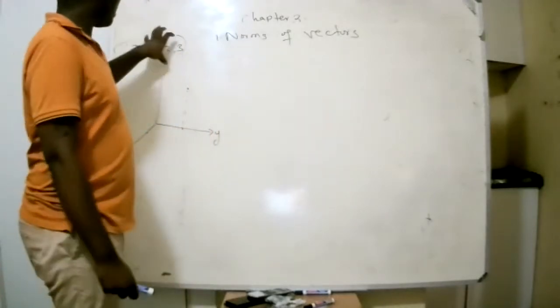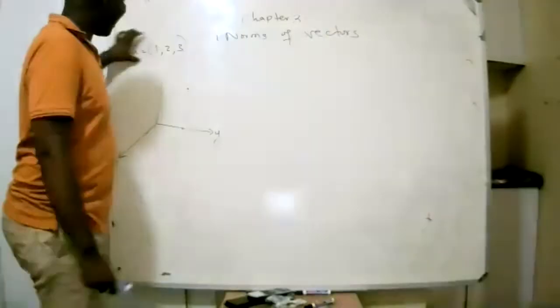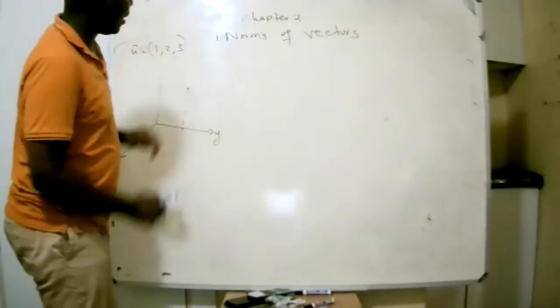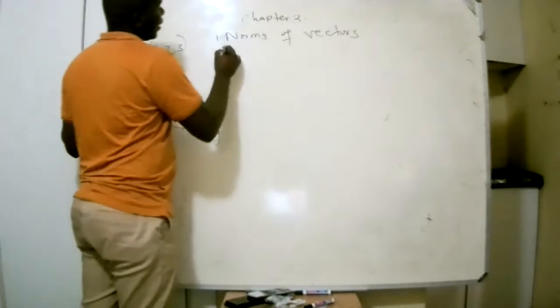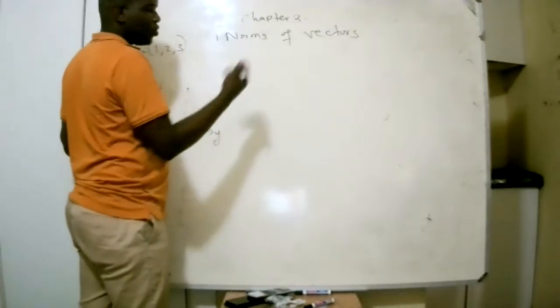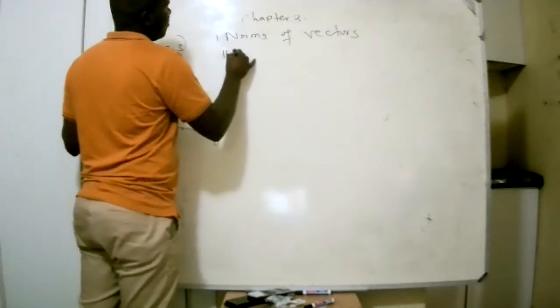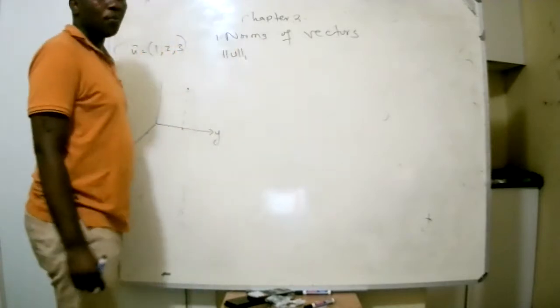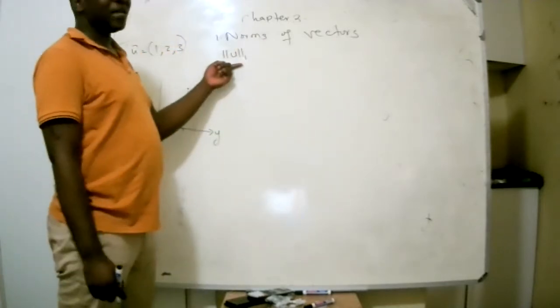So norms measure the size of a vector. They have different names. The very first norm which we must know is what is called the one norm. So the one norm is indicated by something like that.